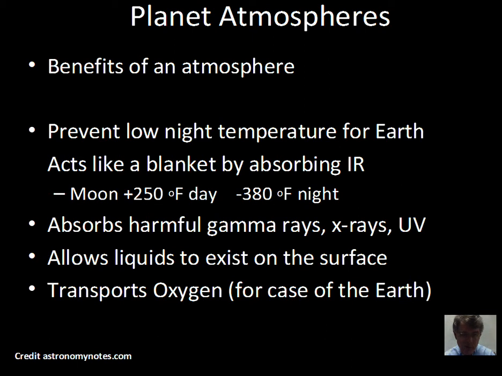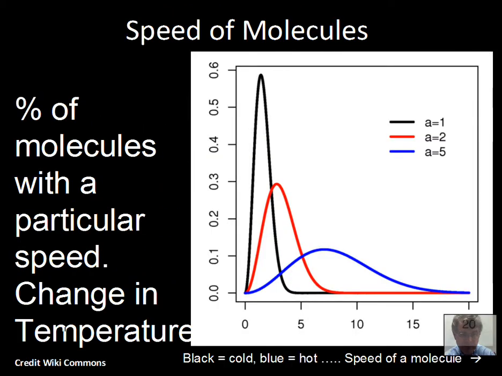On Earth we have liquid water, and the atmosphere allows nutrients to mix across the planet to be transported. For the case of the Earth, oxygen. You don't have to go to Nebraska to breathe oxygen versus North Dakota. It's available all around the Earth and is transported by motion of winds in our atmosphere.